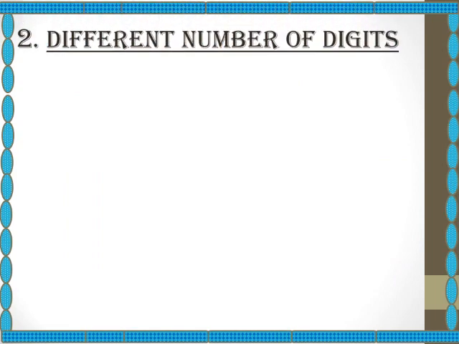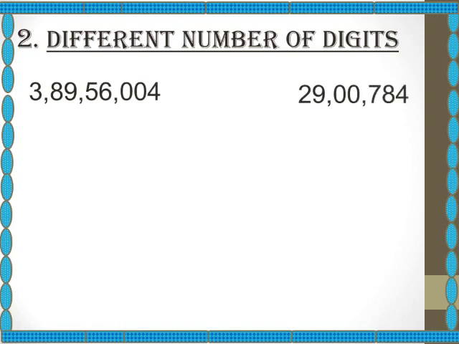The second case is numbers with a different number of digits. Okay, read this number: 3,89,56,004. The other one is 29,784. Here, how many digits are there in the first number? 8. How many digits are there in the other number? 5. So obviously the first number is greater than the second number.